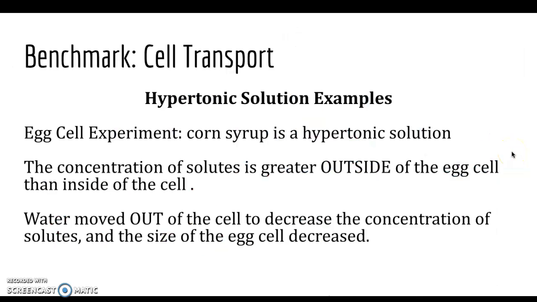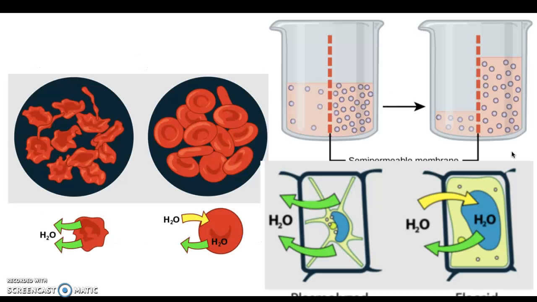Let's look at some examples of hypertonic solutions. If we're talking about our egg cell experiment, corn syrup is hypertonic to the cell, which means that the concentration of solutes is greater outside of the egg cell compared to inside. So the concentration of solutes in corn syrup was really, really high. We saw that water moved out of the cell to decrease the concentration of solutes, and as a result, the size of the egg decreased.